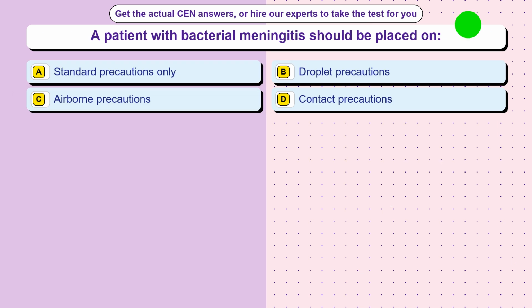Question 88. A patient with bacterial meningitis should be placed on Option A, standard precautions only, Option B, droplet precautions, Option C, airborne precautions, Option D, contact precautions.